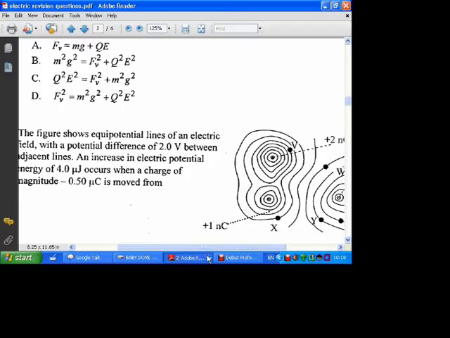So this is directly opposed to that of a positive charge. For a positive charge, if you want to bring it to a point of higher, you want to increase its EPE, you must bring it to a point of higher potential instead. Okay, so we look at the answers.